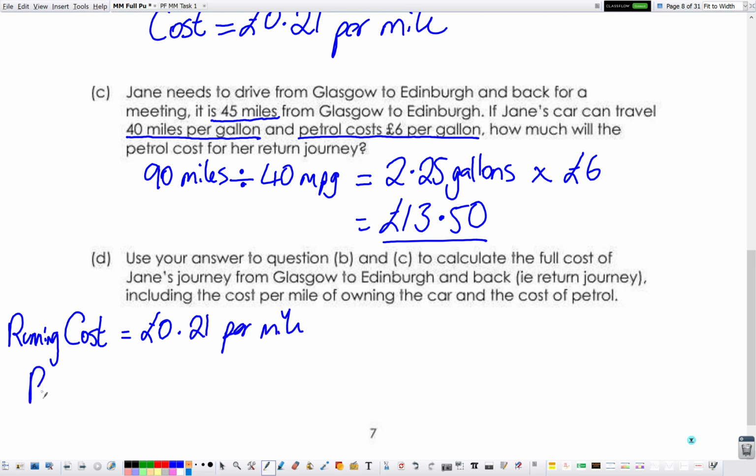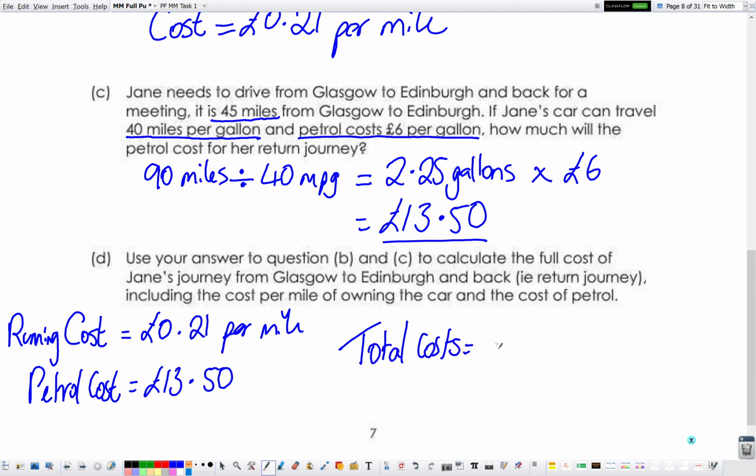and the petrol cost for that journey was £13.50. So what we have to do is work out the running cost for that journey, which was 90 miles, remember, and then add it onto our petrol cost. So our kind of total costs here are going to be the running cost, 0.21 multiplied by 90 miles, and then we are going to add on to that the cost of the petrol as well, so £13.50.